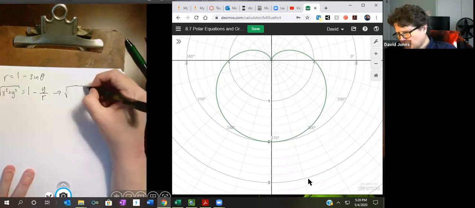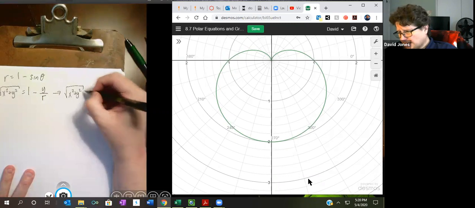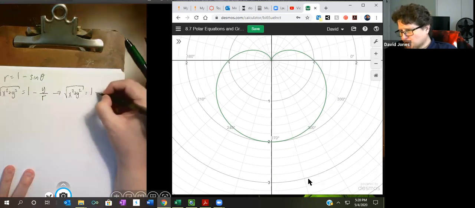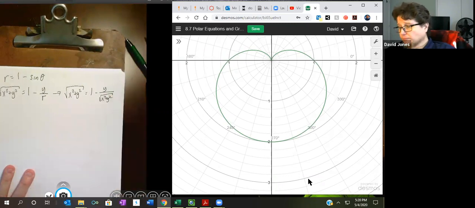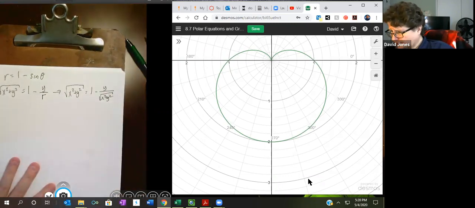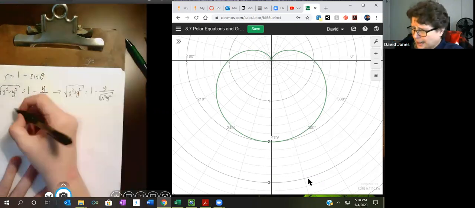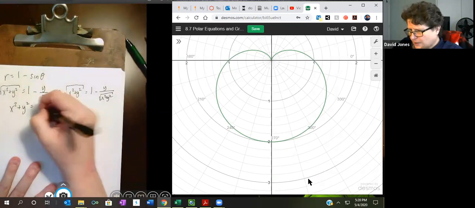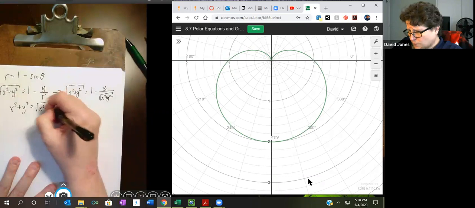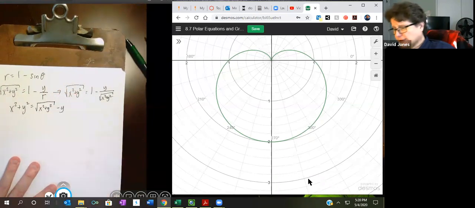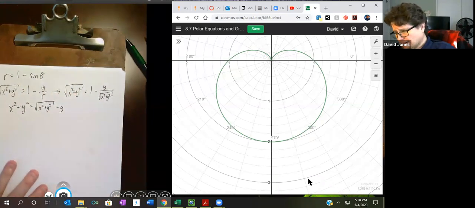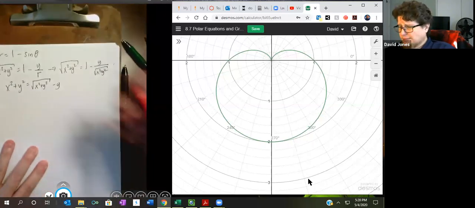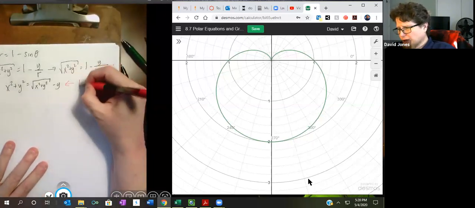So I've got the square root of X squared plus Y squared equals 1 minus Y over the square root of X squared plus Y squared. If I multiplied both sides by it, I would get X squared plus Y squared equals the square root of X squared plus Y squared minus Y. And do you want to graph this?